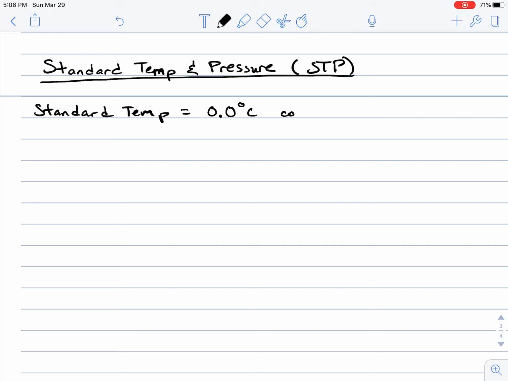Or 273.15 Kelvin. And standard pressure is equal to 1 atmosphere.